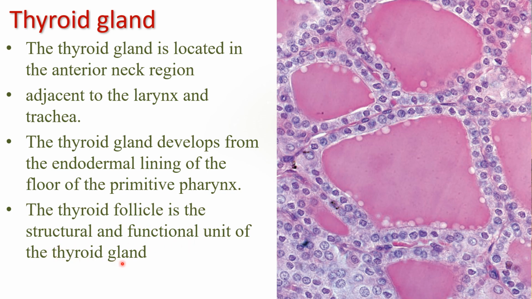So the thyroid gland basically has two large lobes. It is about 5 centimeters in the supra-inferior dimension and 20 to 30 grams in weight, on either side of the larynx and the trachea. The lobes are connected by a thin band called the isthmus. So histologically, the structural and functional units of the thyroid gland are the thyroid follicular cells.